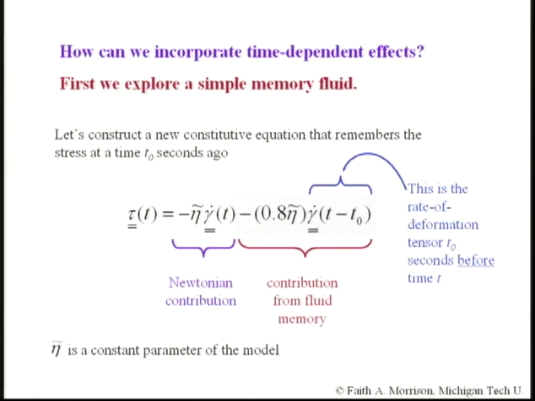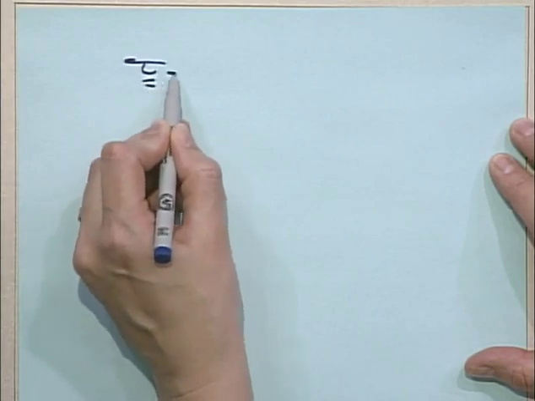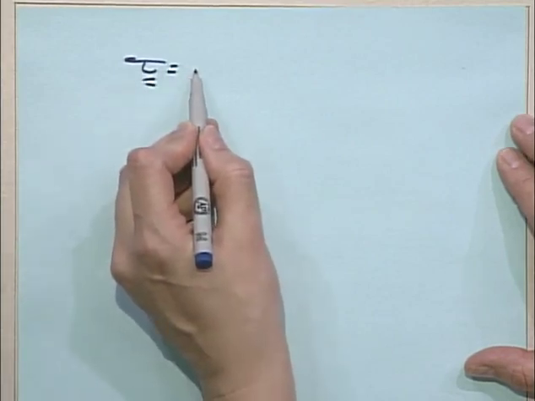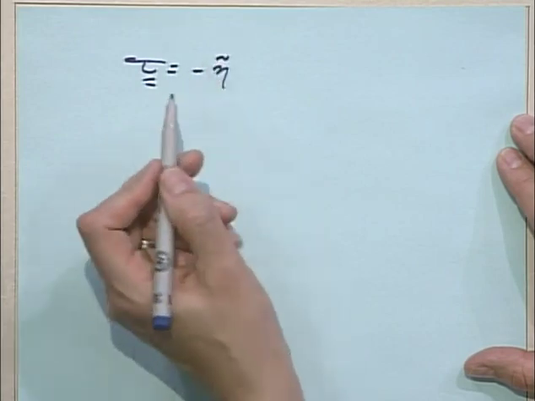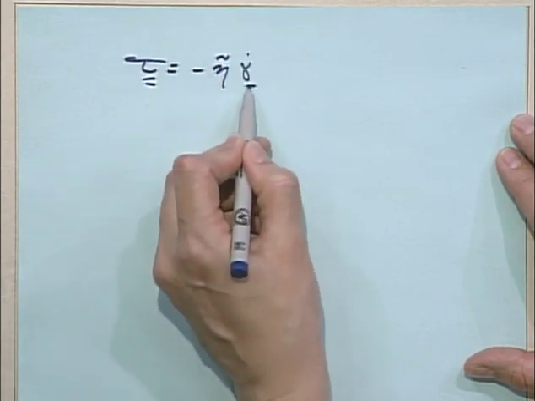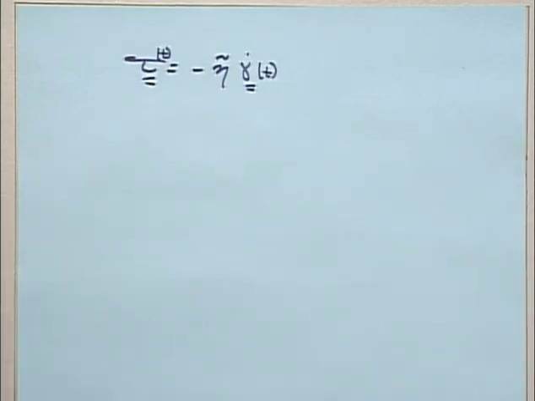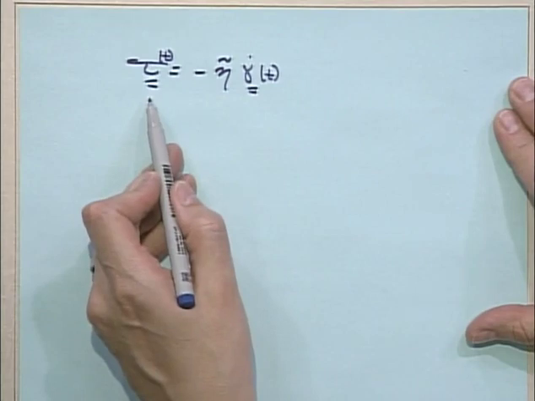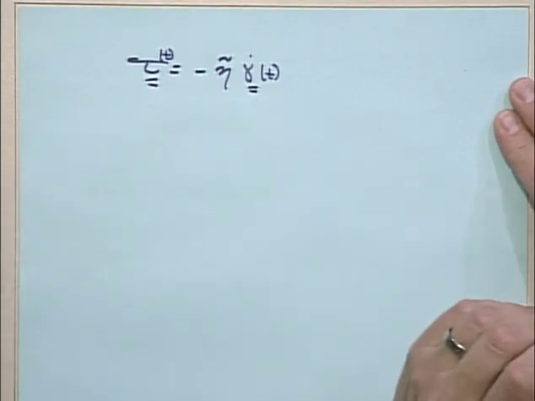So how are we going to fix this situation? We have a constitutive equation. Let's start with a simple one. Let's say a Newtonian model. I'm going to call the Newtonian parameter eta tilde. And this is a Newtonian model. And it is telling us that the stress at any time is given by the rate at some time.